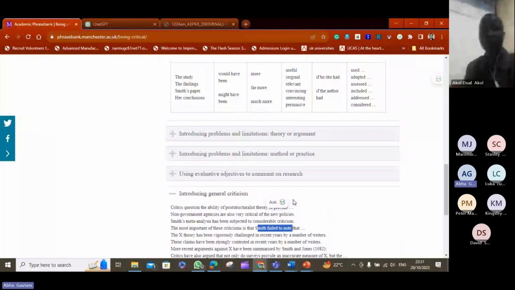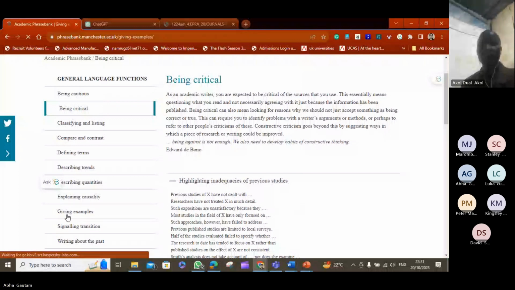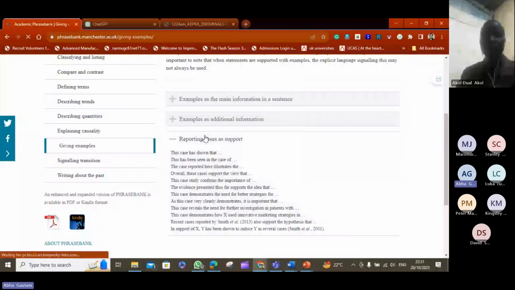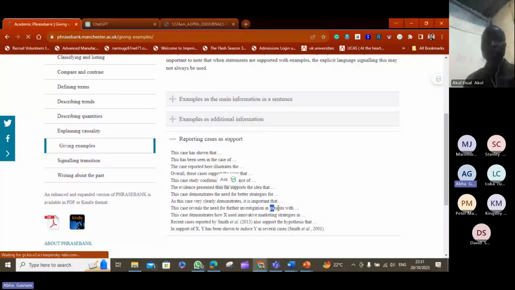Okay. Similarly, another sort of thing is if you want to give examples, for example. How can you give examples using phrases? For example, you have come up with some case study and you want to quote that case. What can you write? The case reported here illustrates that, or the case reveals the need for further investigation in patients with, or the evidence presented thus far reports the idea.